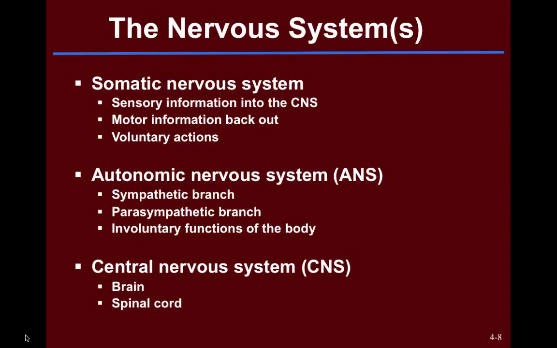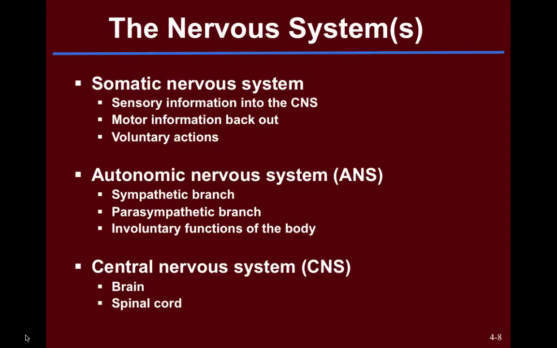Okay, when we talk about the nervous system, we actually have three separate components, and they're named differently, all named nervous systems. So one overall nervous system, three categories: the somatic nervous system, the autonomic nervous system, and the central nervous system. So the somatic nervous system mostly covers sensory information coming in and then motor information going back out. So our voluntary actions, you move your hand away from the heat because it's hot, that sort of thing.